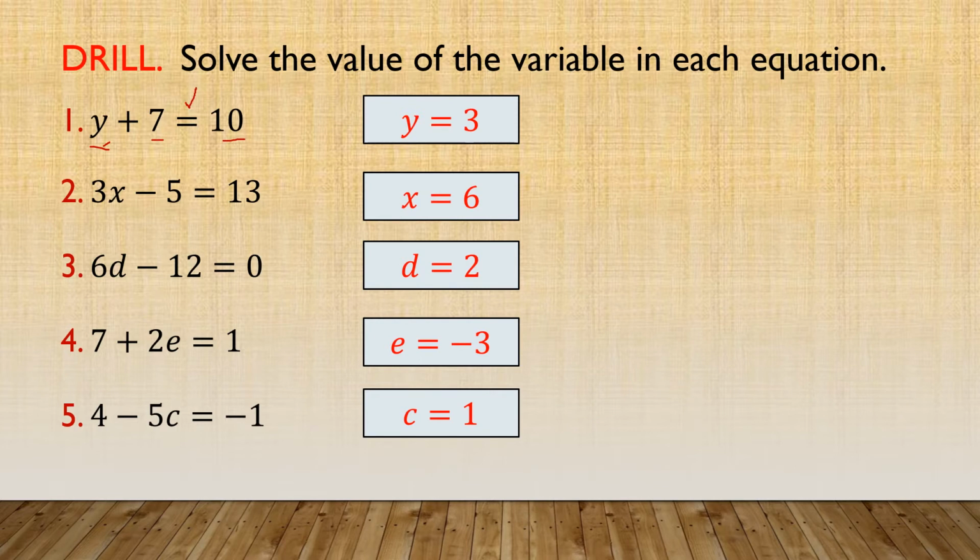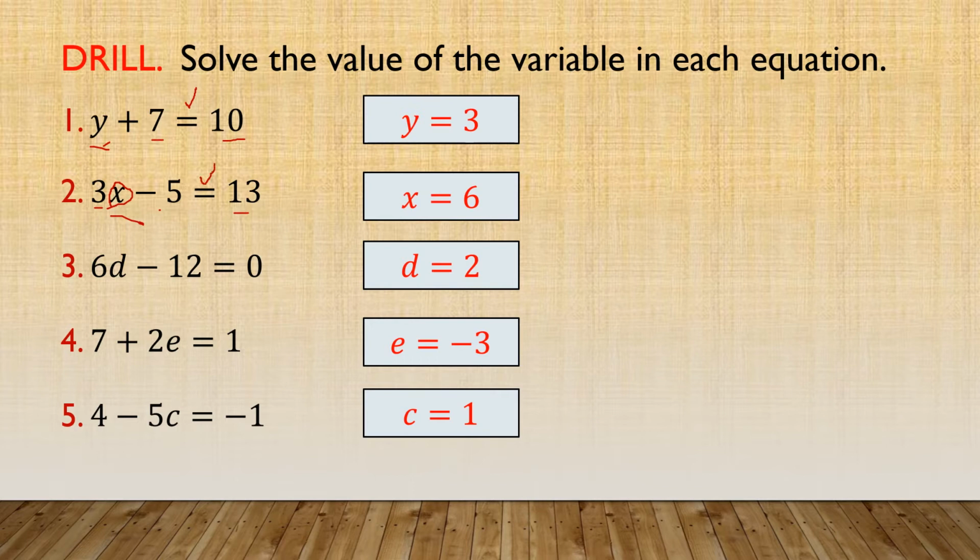While this one, the value of x is 6. So if this one will become 6, so this is now 3 times 6. 3 times 6 is 18. Minus 5, so that will be 13. So therefore, the value of x, which is 6, is correct.